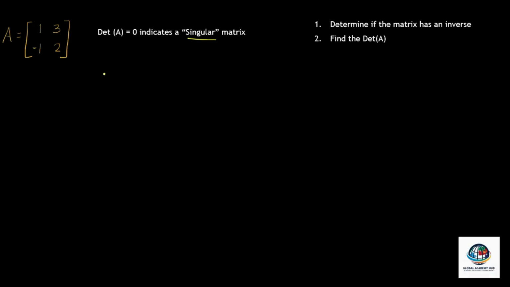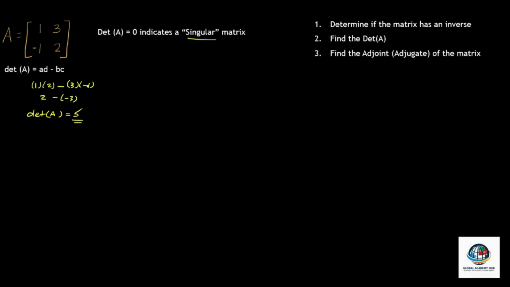So let's go ahead and find the determinant of A. How do we do that? Well, we're going to take A multiplied by D minus B multiplied by C. So this is A, this is B, this is C, this is D. So A multiplied by D is 1 multiplied by 2, minus C, which is 3 multiplied by minus 1. So this is 2 minus a minus 3. And so the determinant of A is 2 plus 3, which is 5. Hence, we have an inverse.